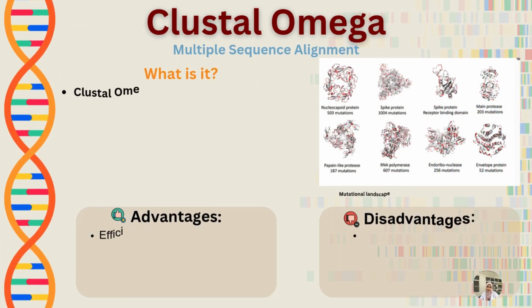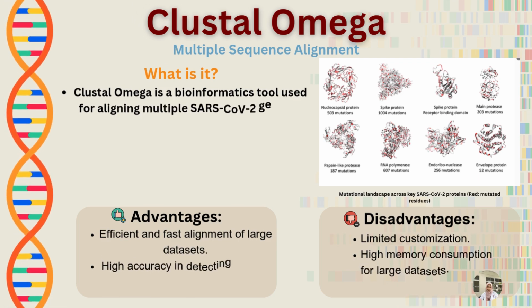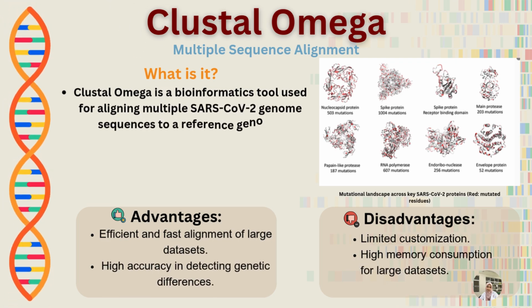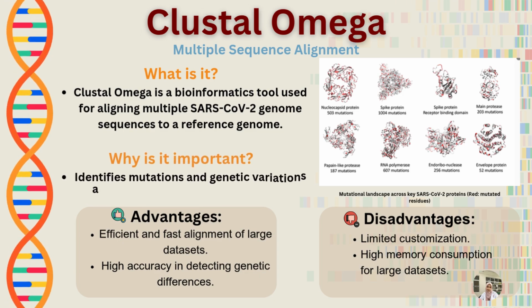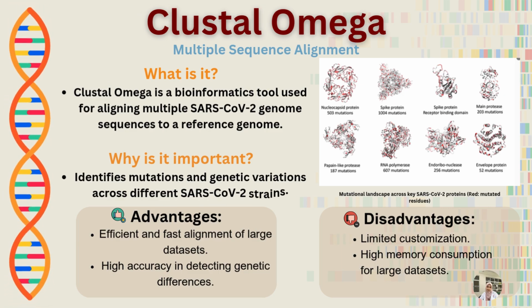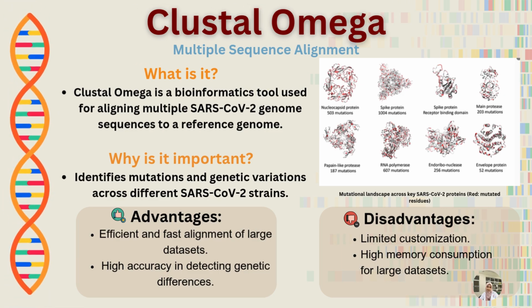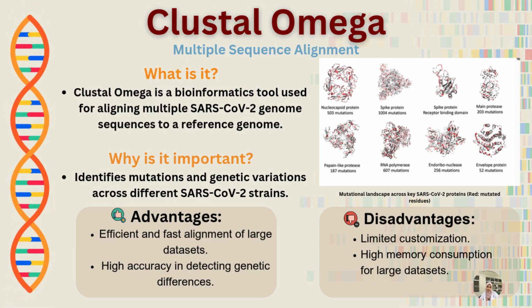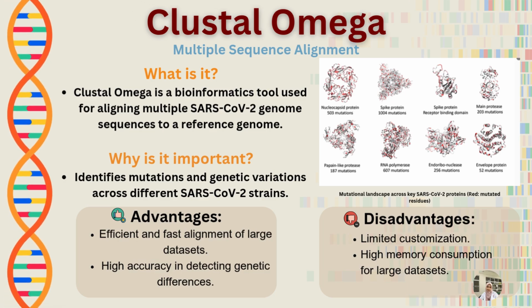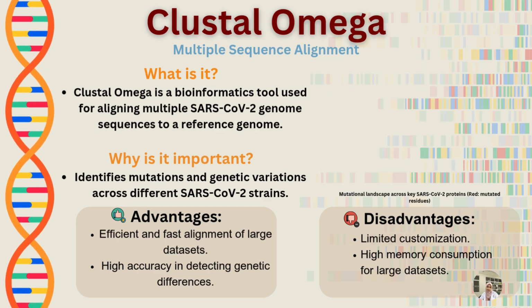To begin, we use Clustal Omega, a bioinformatic tool that aligns multiple genome sequences of SARS-CoV-2. This helps us identify mutations and genetic variation between variant strains. It's highly accurate and efficient, especially for a large dataset. However, it has limited customization options and can be memory intensive. This tool lays the foundation for comparing how the virus evolves across populations. As shown here, each viral protein has accumulated multiple mutations, especially in the spike and nucleocapsid proteins.